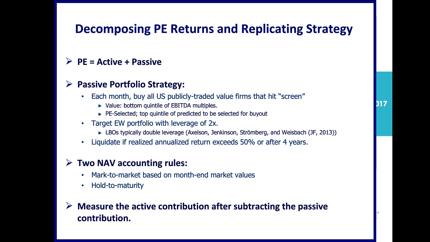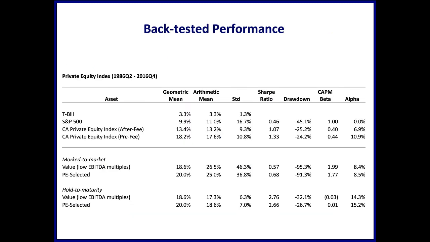So this is a summary of that analysis. Again, the period is 1986 to 2016. The first 4 rows here are some capital market portfolios. I've got a portfolio of Treasury bills where each month I just buy a new 1-month Treasury bill, the S&P 500, and then the Cambridge Associates Private Equity Index, both before and after fees.